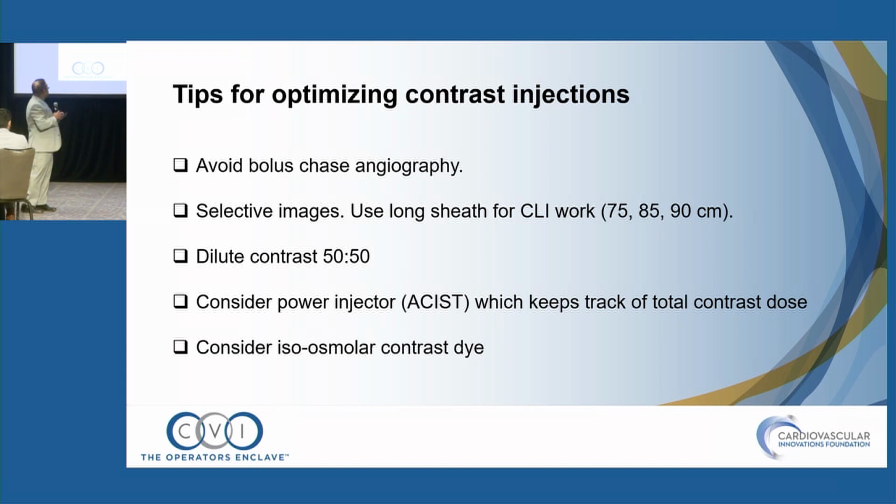Here are some of my personal tips. I don't do bolus chase angiography. I do selective angiography. I obviously use very selective catheters. I dilute my contrast. You get great DSA images with 50-50. You don't need to use pure contrast. I often do that with a power injector. You can now use diluted contrast with assist injectors, so you just load it ahead of time, and then you can control the amount you give.